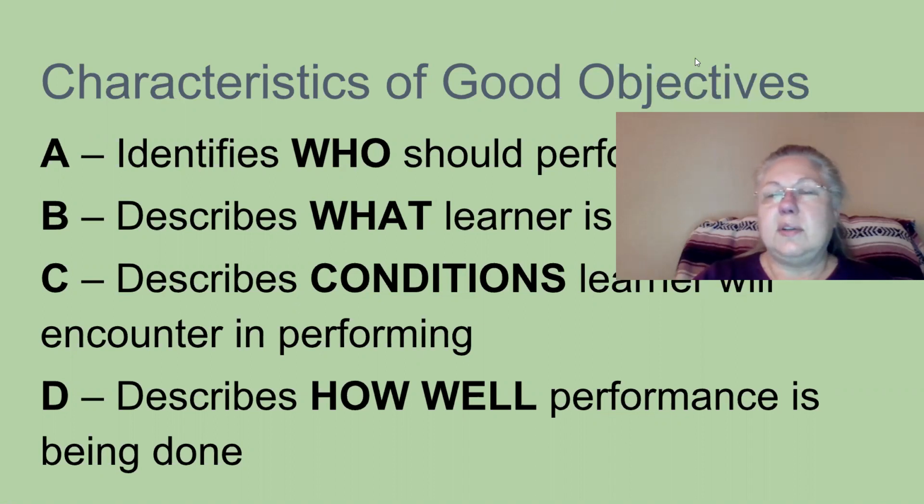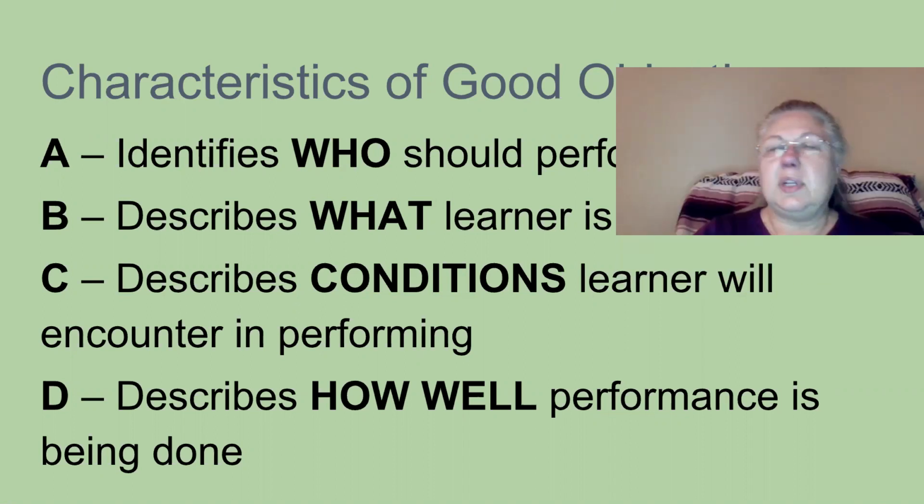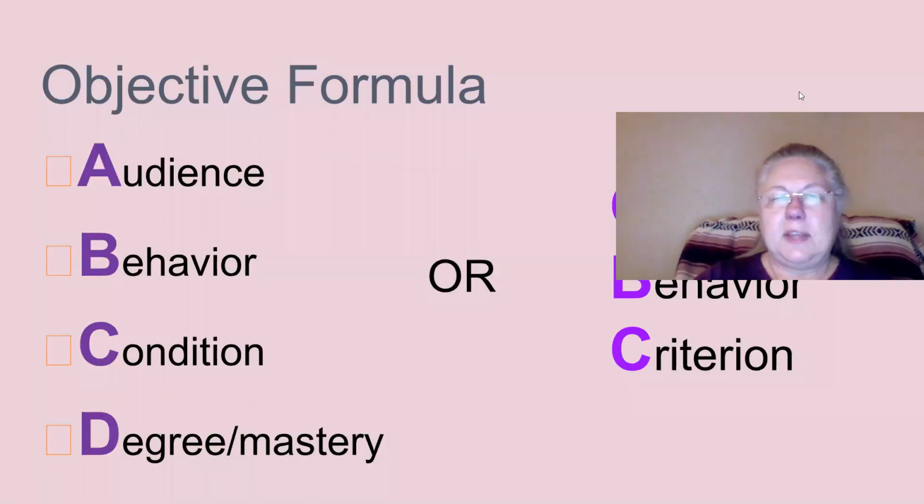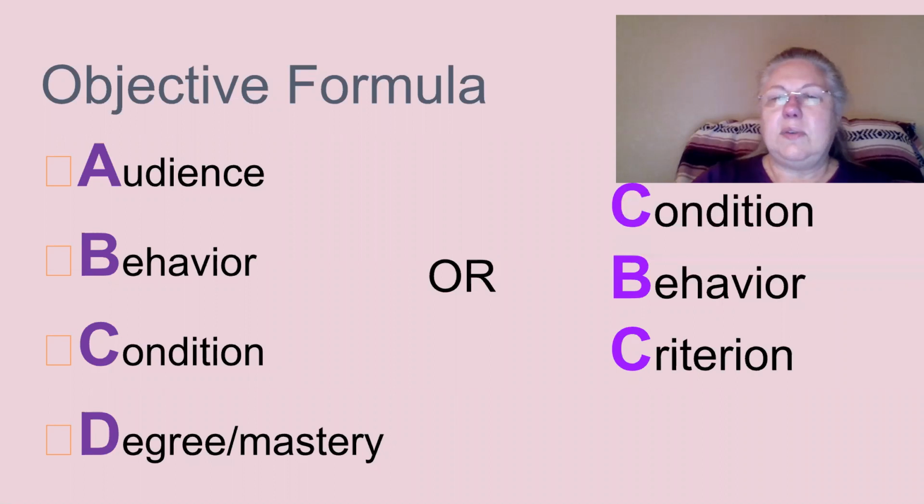What are they doing? And the conditions: what are they going to be learning, will encounter with, or are they going to be working with partners? Are they going to need a certain software, that kind of thing. And then, of course, the criteria or the degree of mastery, how well is the performance being done. So here, both of these have been looked at as ABCD or CBC. So you decide how you want to write your objective.